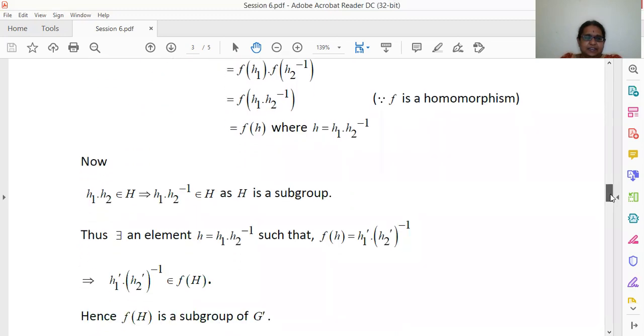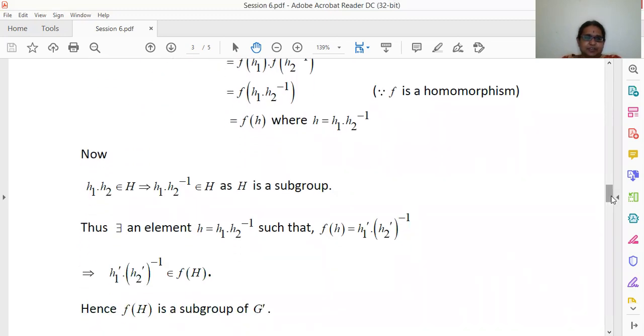Thus, there exists an element h equal to h1 dot h2 inverse, such that f of h is equal to h1' dot h2' inverse. So this implies, since f of h belongs to f of H, this h1' dot h2' inverse also belongs to f of H. Hence, we have shown that f of H is a subgroup of G'. To prove this theorem, we have used the definition of homomorphism, and the property and definition of a subgroup.